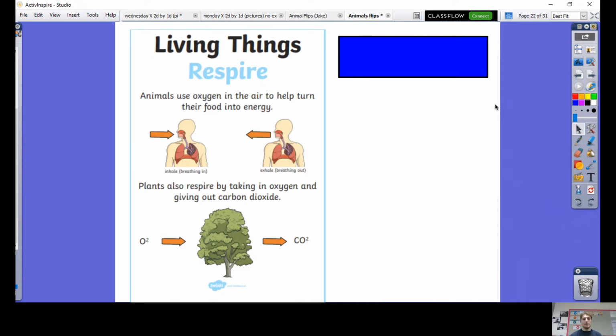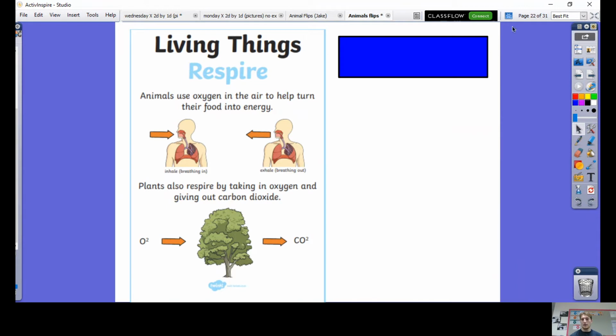Right, the next thing is living things can respire. Respire means breathe or take in oxygen, okay? So animals use oxygen in the air to help turn their food into energy. We breathe in the oxygen, and we can see our chest expanding because our lungs are filling with air, and when we breathe out, our lungs get rid of all that air and we exhale. Plants also respire slightly differently though, by taking in oxygen and giving out carbon dioxide.